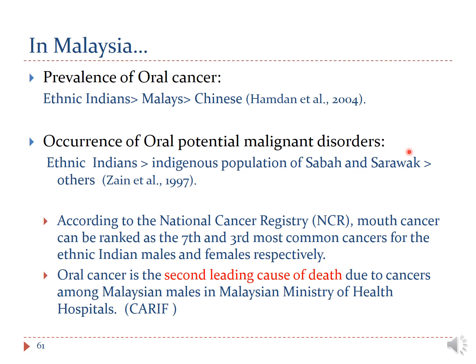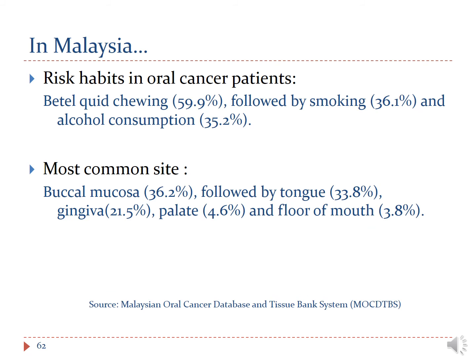The occurrence of oral potentially malignant disorders again is high in ethnic Indians, followed by indigenous populations of Sabah and Sarawak. Now, according to the National Cancer Registry, mouth cancer can be ranked as the seventh and the third most common cancer for the ethnic Indian males and females respectively. Oral cancer is the second leading cause of death due to cancers among Malaysian males, according to the Ministry of Health.